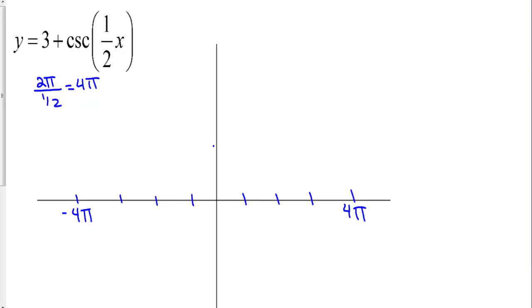And we'd go up to 1 and down to negative 1. But we're going to push this up 3. So let's make that 1, negative 1, 2, 3, 4. So our highest point is going to be up there at 4. Let's graph. We are graphing sine.